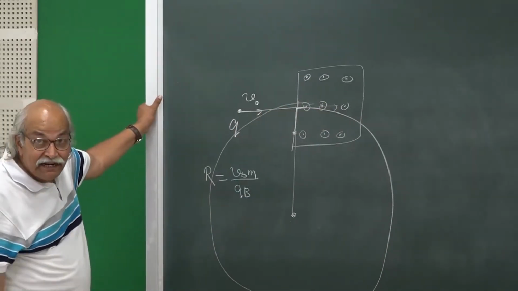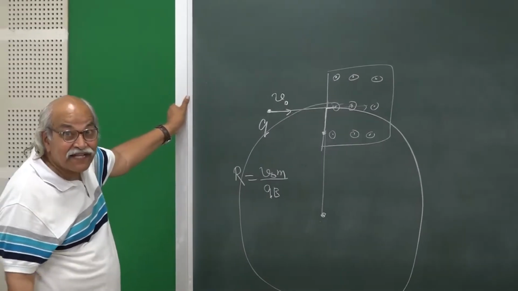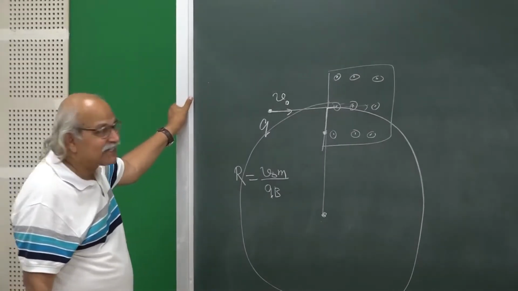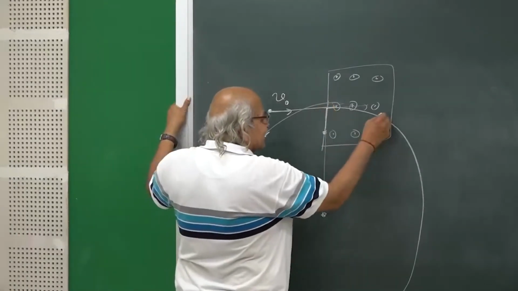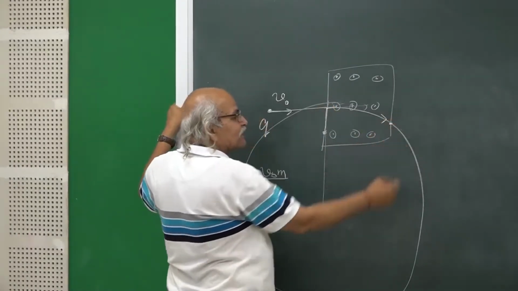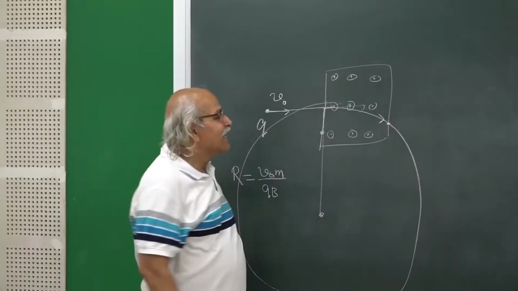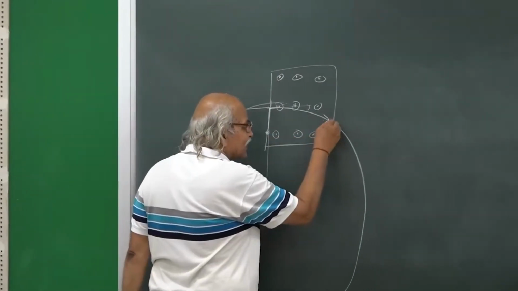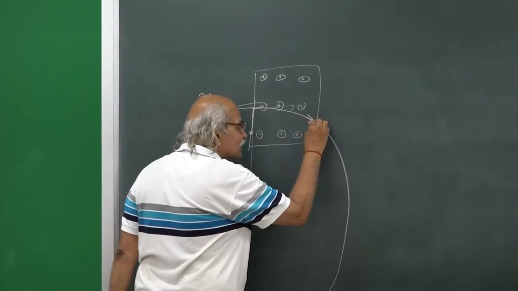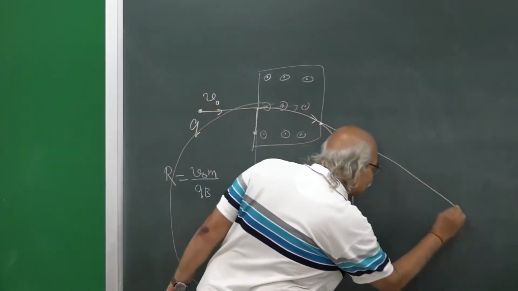Will it go in a circle? Will it complete the circle? It will not, because once it reaches here, there is no more magnetic field, no more bending, and therefore it will go on a straight line. Draw a tangent to this, and in this line it will go.